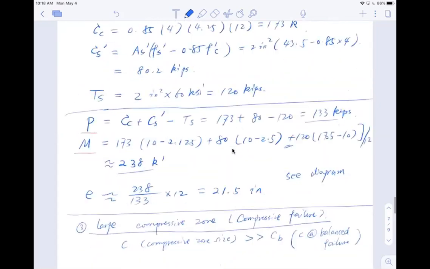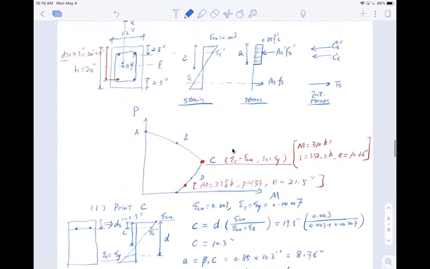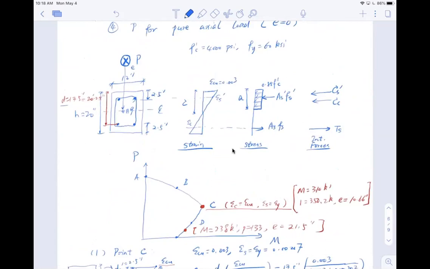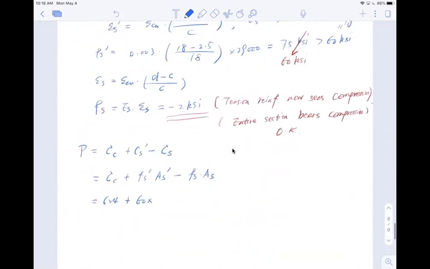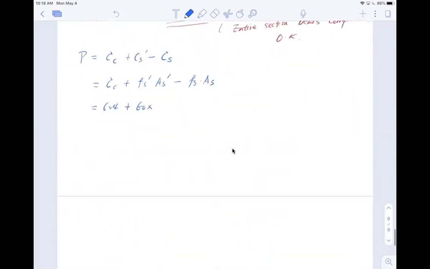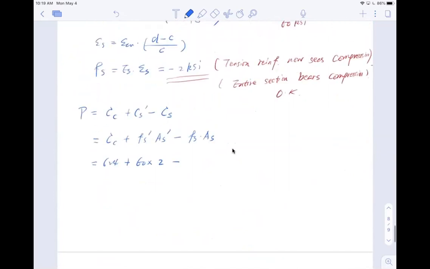Now I have 624 plus 60 multiplied by As prime. From my section, for number 9 bars, I get 2 square inches, and minus Fs, which we just calculated as minus 2, times 2 square inches. So I got a total of 748 kips.